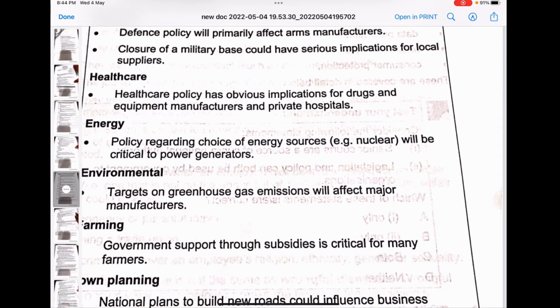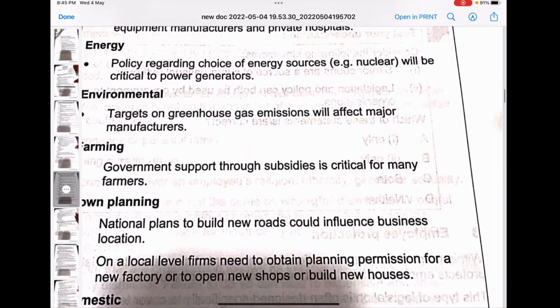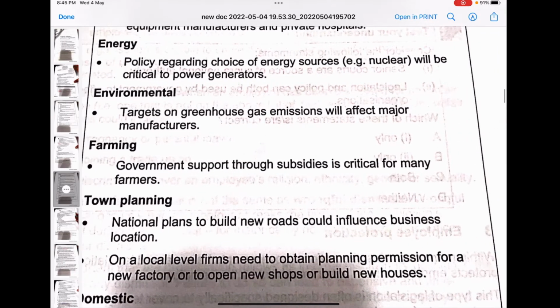Healthcare. Healthcare policy has implications for drugs, medicines, equipment manufacturers, and also private hospitals. Energy. The policies regarding the choice of energy sources will be critical to power generators. So the industries in the power area of the energy sector will be affected by energy laws. Environmental. Targets on greenhouse gas emissions will affect major manufacturers due to increasing global warming. So if an organization does not comply, it has to face the environmental laws.